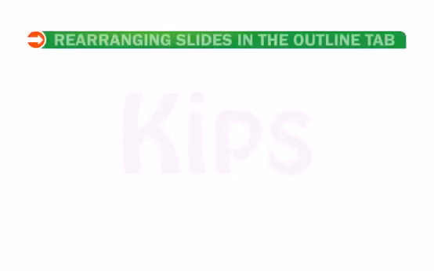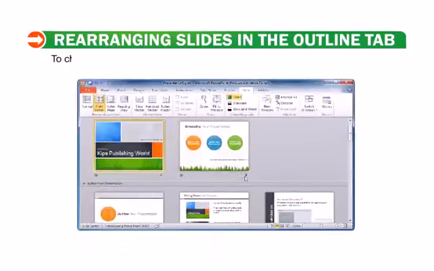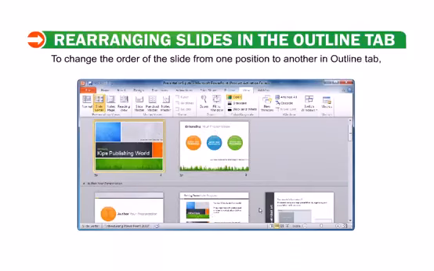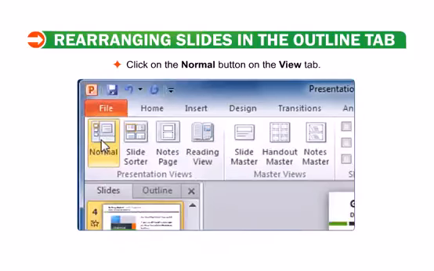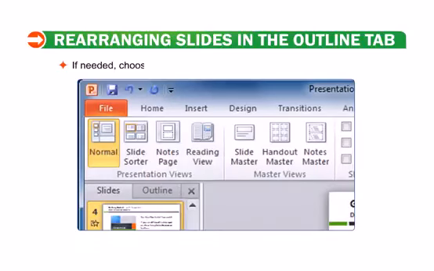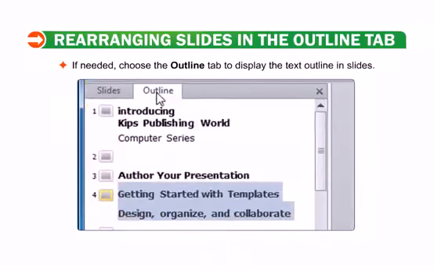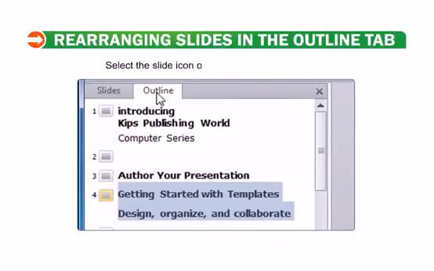Now let us understand rearranging slides in the Outline tab. To change the order of the slide from one position to another in Outline tab, follow these steps. Click on the Normal button on the View tab. If needed, choose the Outline tab to display the text outline in slides. Select the slide icon of the slide you want to move.